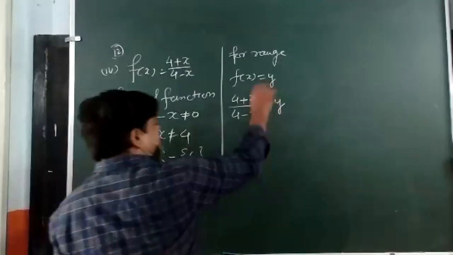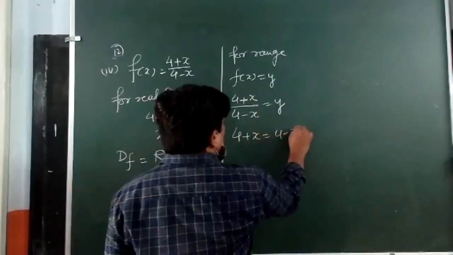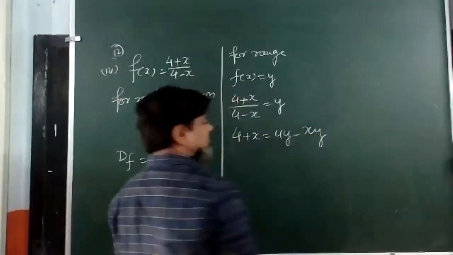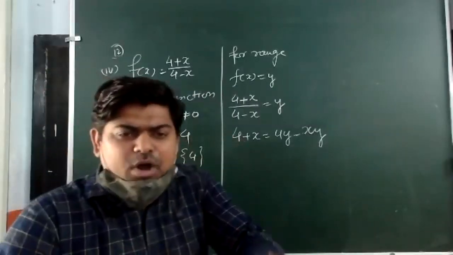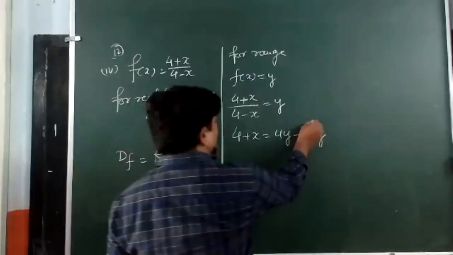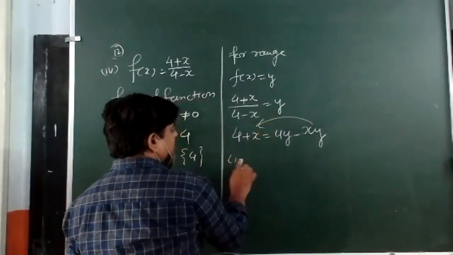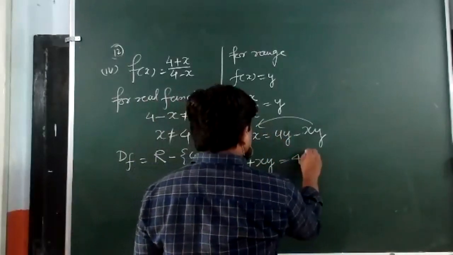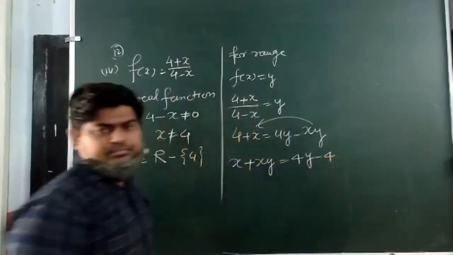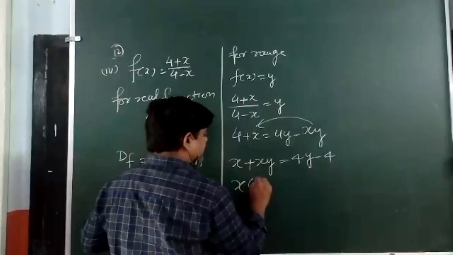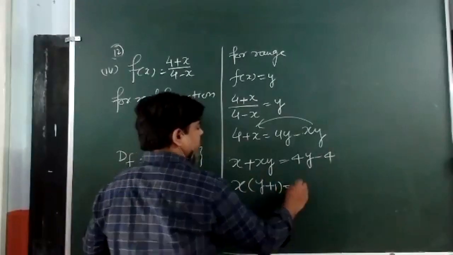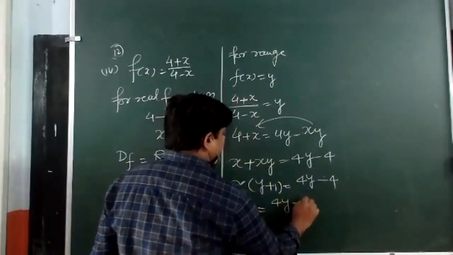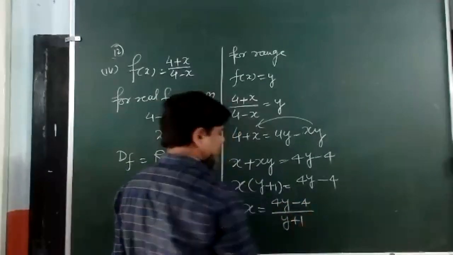Okay. Now after simplifying, 4 plus x is equal to 4y minus xy. Our motto is to find the value of x in terms of y. May I transpose this to this side? So I have x plus xy, and 4 will transpose here, 4y minus 4. Now when I take x common, it will be y plus 1 or 1 plus y, that is equal to 4y minus 4. So x is equal to (4y minus 4) upon (y plus 1).